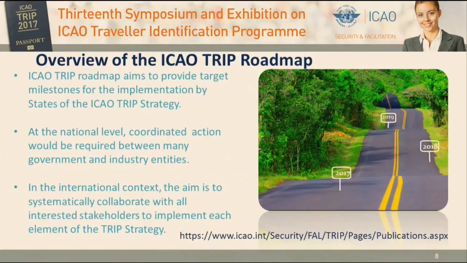In order to help and assist states in implementing the TRIP strategy, we have developed an ICAO TRIP Roadmap. This roadmap is available on the ICAO site, and you will have the opportunity to look at it in more detail. But what we are really advocating in this roadmap is the national coordination between all the agencies, but also the need for international cooperation with all the organizations involved outside the state.